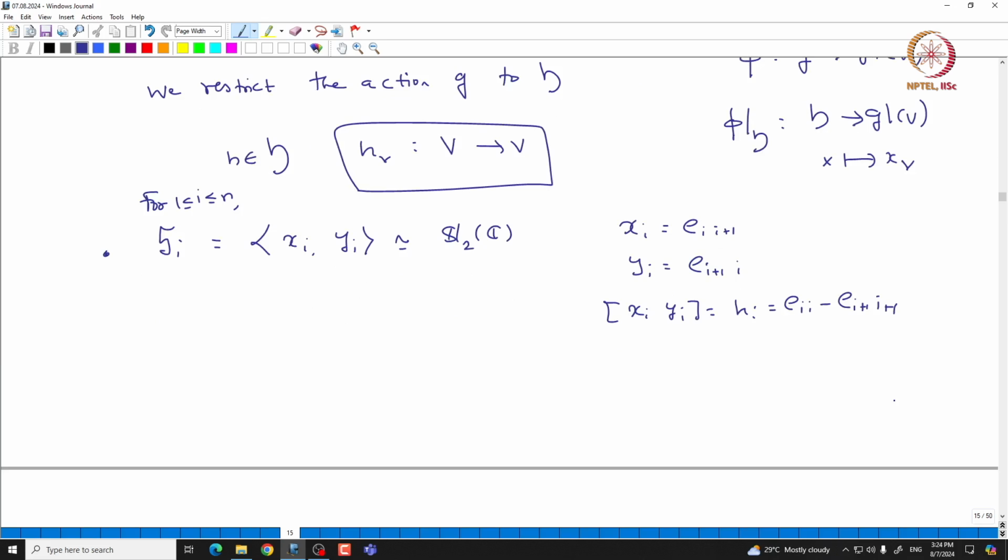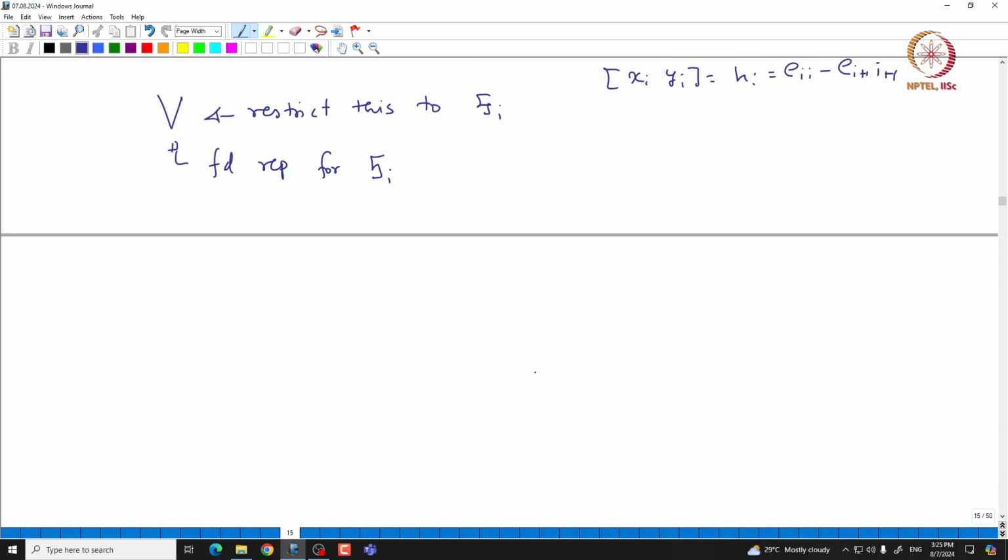So, now what do we do? We take this representation V and then restrict this to Si. Okay. So, then you can see that this is indeed a representation for this SL2 copy, and this is a finite dimensional representation. So, this becomes a finite dimensional representation for Si. Okay. Now, since Hi plays the role of H in this SL2 copy, using the SL2 representation theory, we conclude the following.